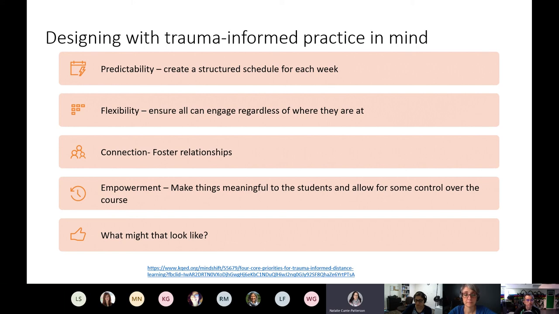And the first of those is predictability, right? So even if we're delivering materials in an asynchronous fashion or predominantly asynchronous fashion, we still want to make sure that students have a sense of what a schedule for a week could look like. So if, as Madeline mentioned, you're sending a weekly email, or if you're releasing something on a specific schedule, allowing students to have that predictability so that they know what's coming, but also being really flexible and ensuring that there are opportunities for folks to engage, regardless of where they're at.